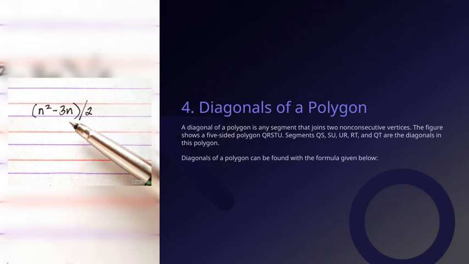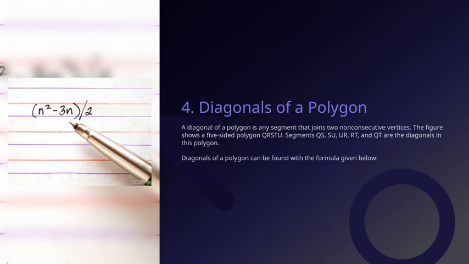A diagonal is any segment that connects 2 vertices of the polygon, but importantly, these vertices cannot be next to each other. So, if you imagine a 5-sided polygon like the one shown here, the diagonals are the segments that link non-adjacent vertices. In this example, segments QS, SU, RT, and QT are all diagonals. Understanding how to identify these diagonals is crucial because they help us analyze the shape, structure, and properties.